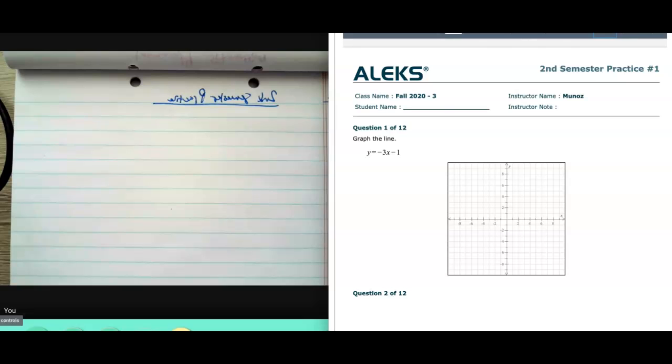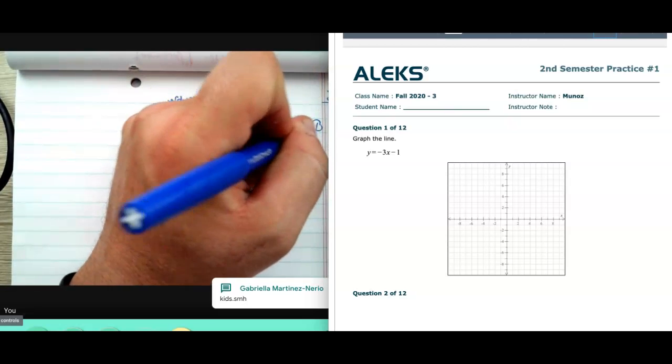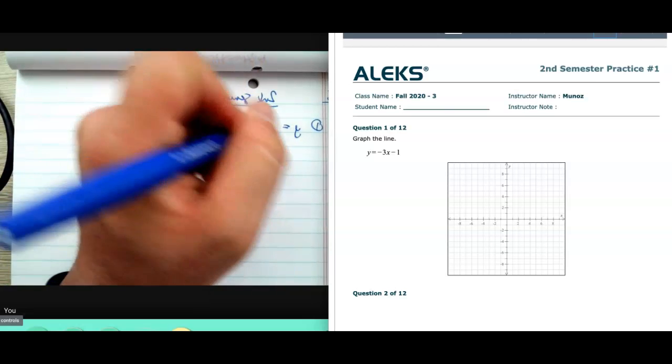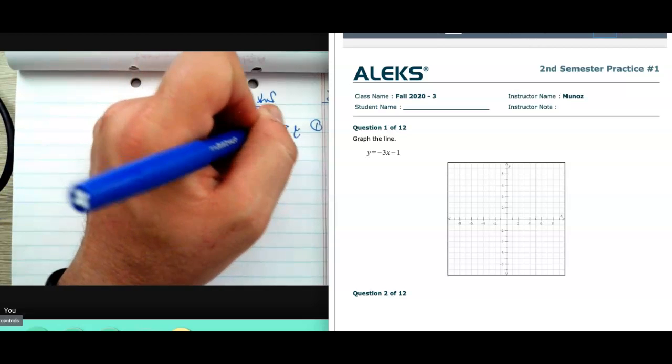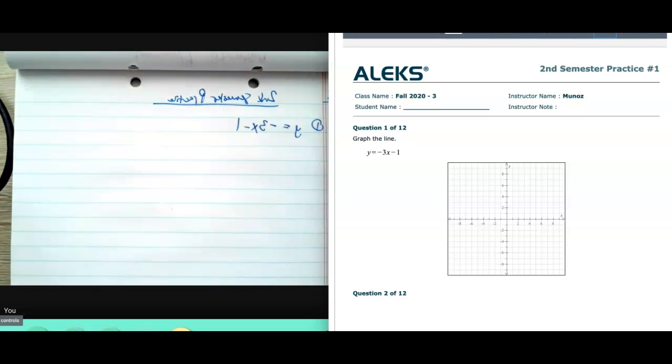Okay. Sorry about that. Let me keep going here. Number 1 says graph the line y equals negative 3x minus 1. You caught that, huh? Thought I muted myself. y equals negative 3x minus 1.